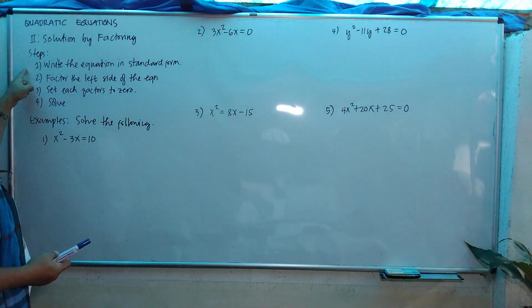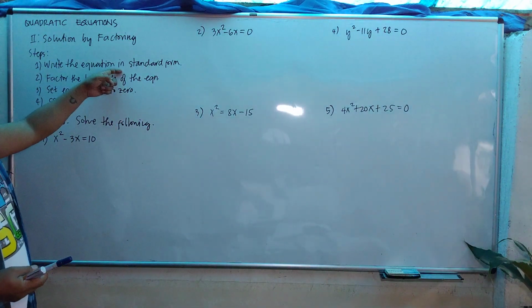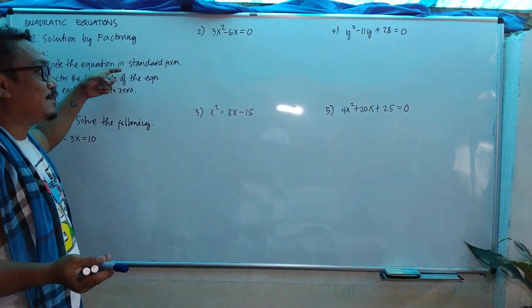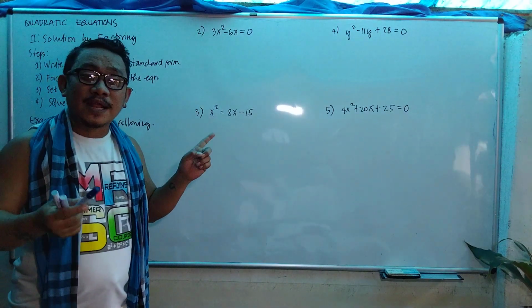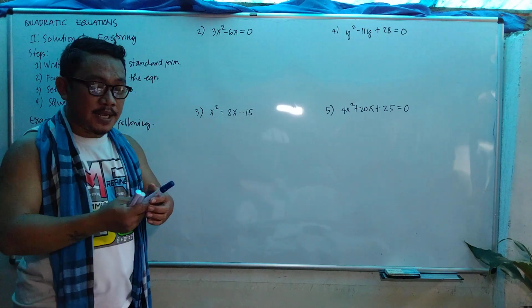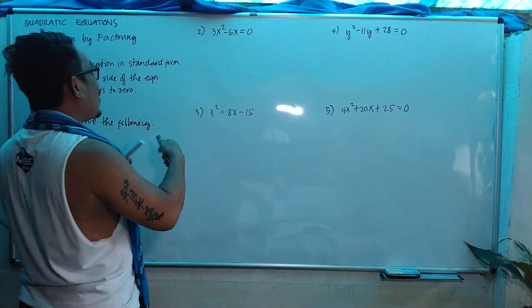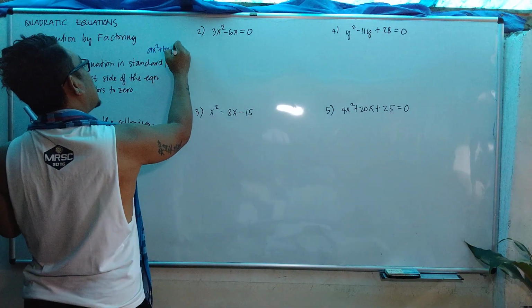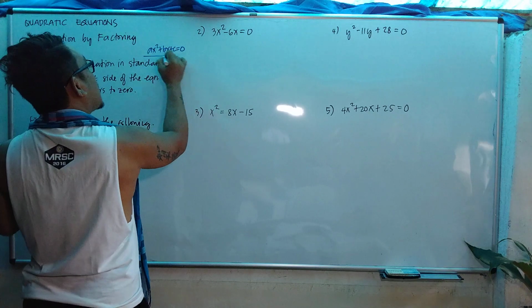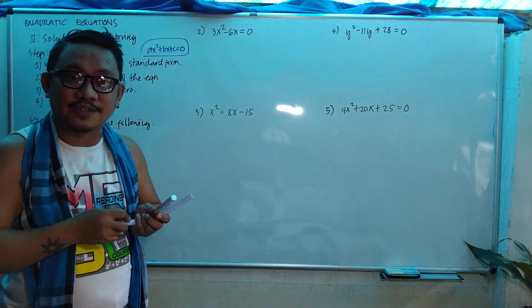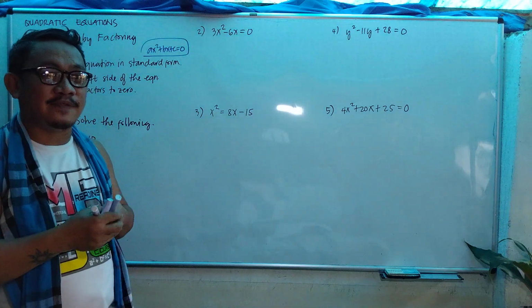Step 1. Write the equation in standard form. What do we mean by standard form? The quadratic equation should be written in its standard form, meaning it should be in the form ax squared plus bx plus c is equal to 0. The right side of the equation should already be 0. That is our standard form.